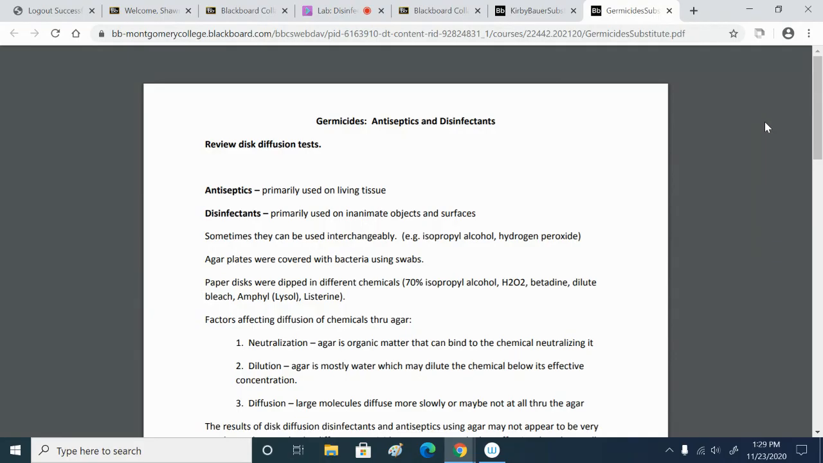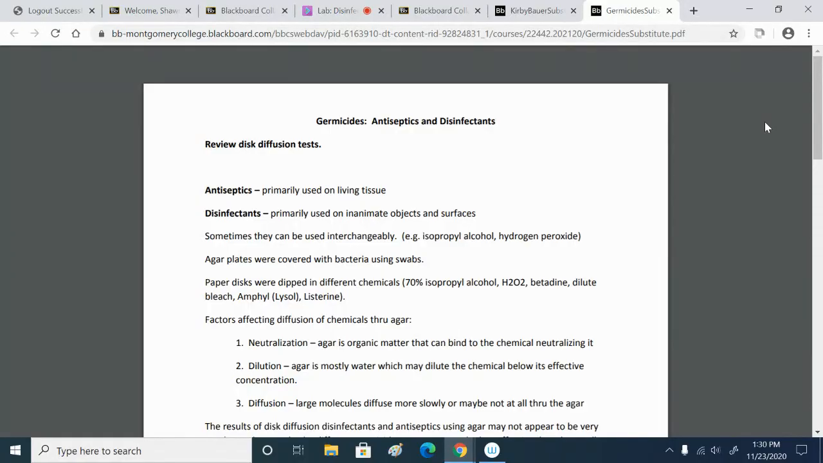So what we would do in lab is each group would get 3 agar plates, and you would cover the entire surface of the plate with bacteria using swabs. So just like we did with the UV experiments, where we covered the plates with Serratia, here we'll be covering the plates with different bacteria. But it is important to get complete coverage of the agar surface so that you have confluent growth. Otherwise, it's really hard to see a zone of inhibition unless you have that solid growth on the plate.